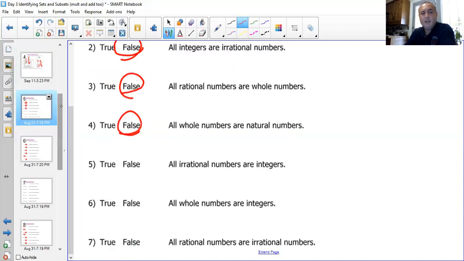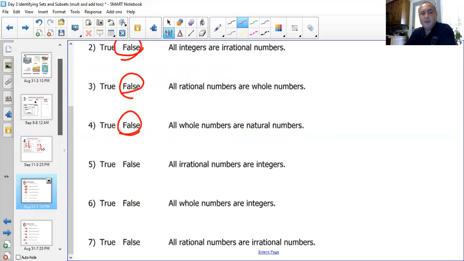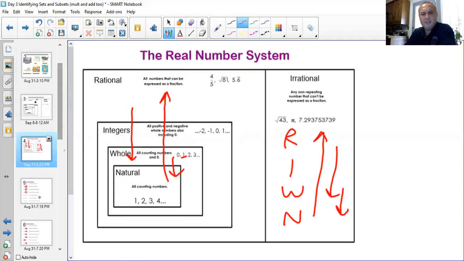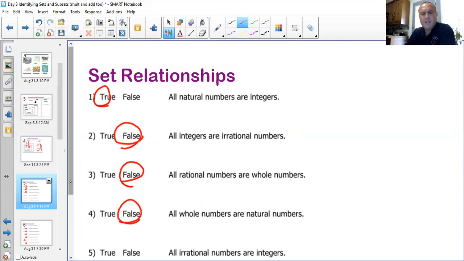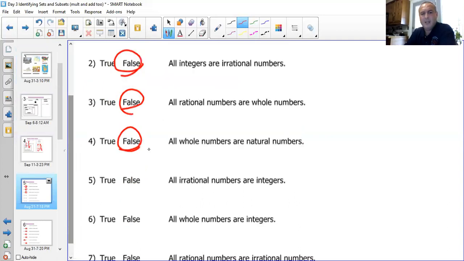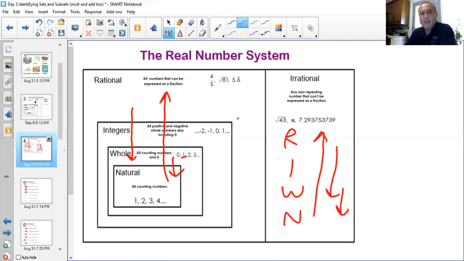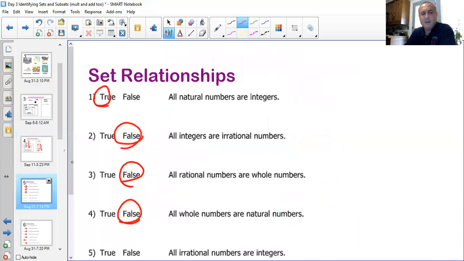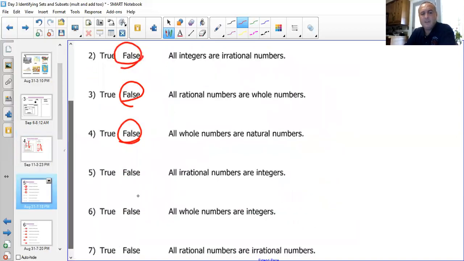All right, all irrational numbers are integers. Again, irrational, trying to get over here to integers. Nope, can't do that. You're over here by yourself, bud. These four play nice, not you. So this one's definitely always going to be false.